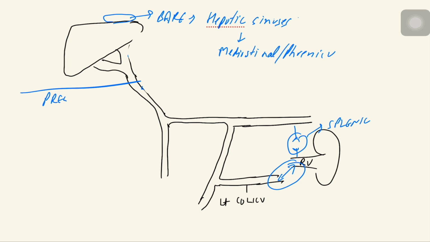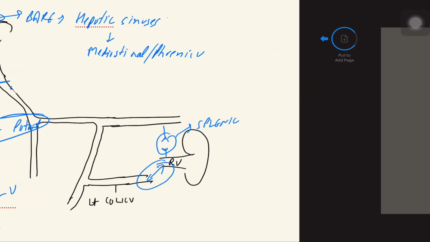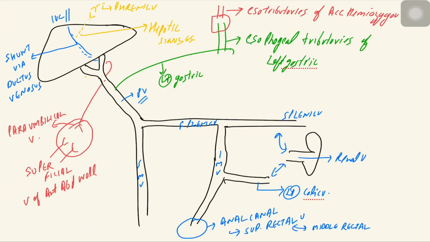Then in the case of fetus, ductus venosus is patent, and this acts as a shunt between the left portal vein and the IVC. So now I will draw a clean diagram over here, which you can copy. So you can copy or screenshot this image. If you draw this diagram, for sure you will pass if the question is asked with respect to the portal caval anastomosis.